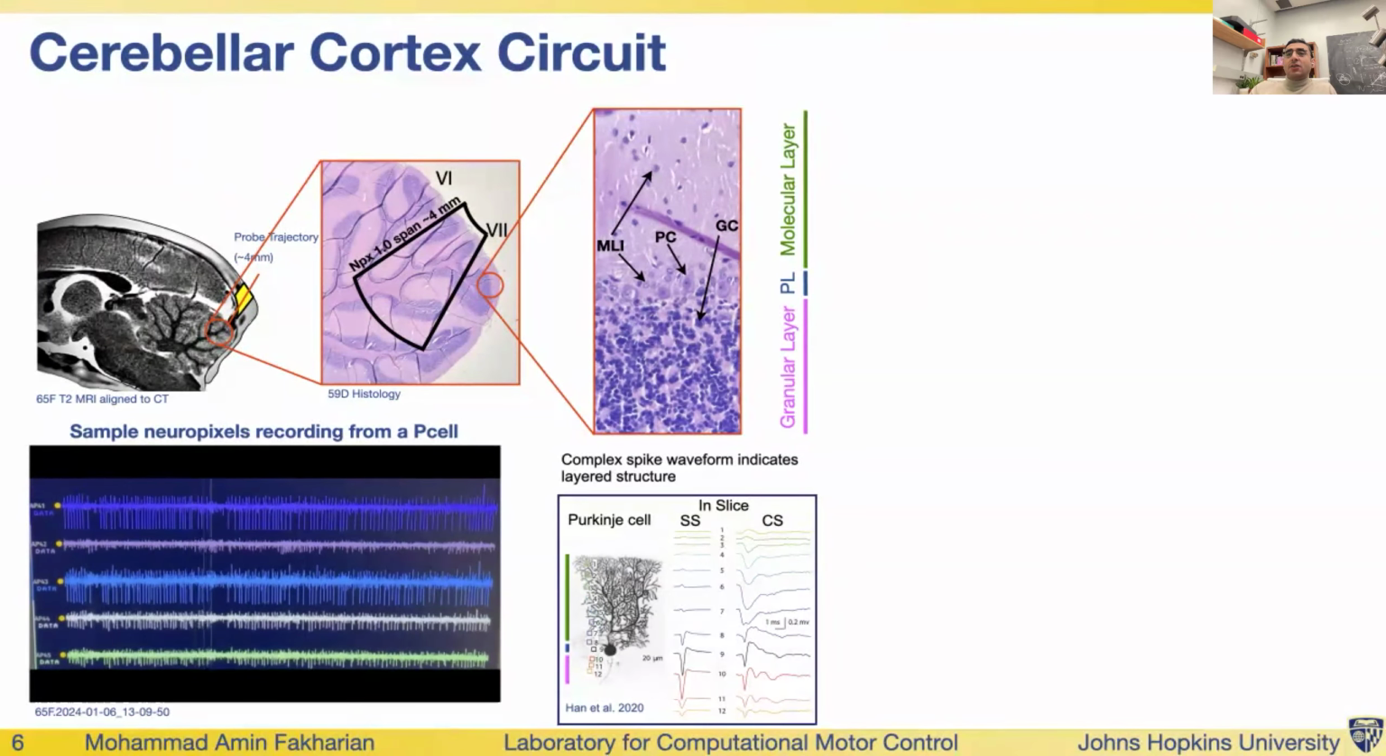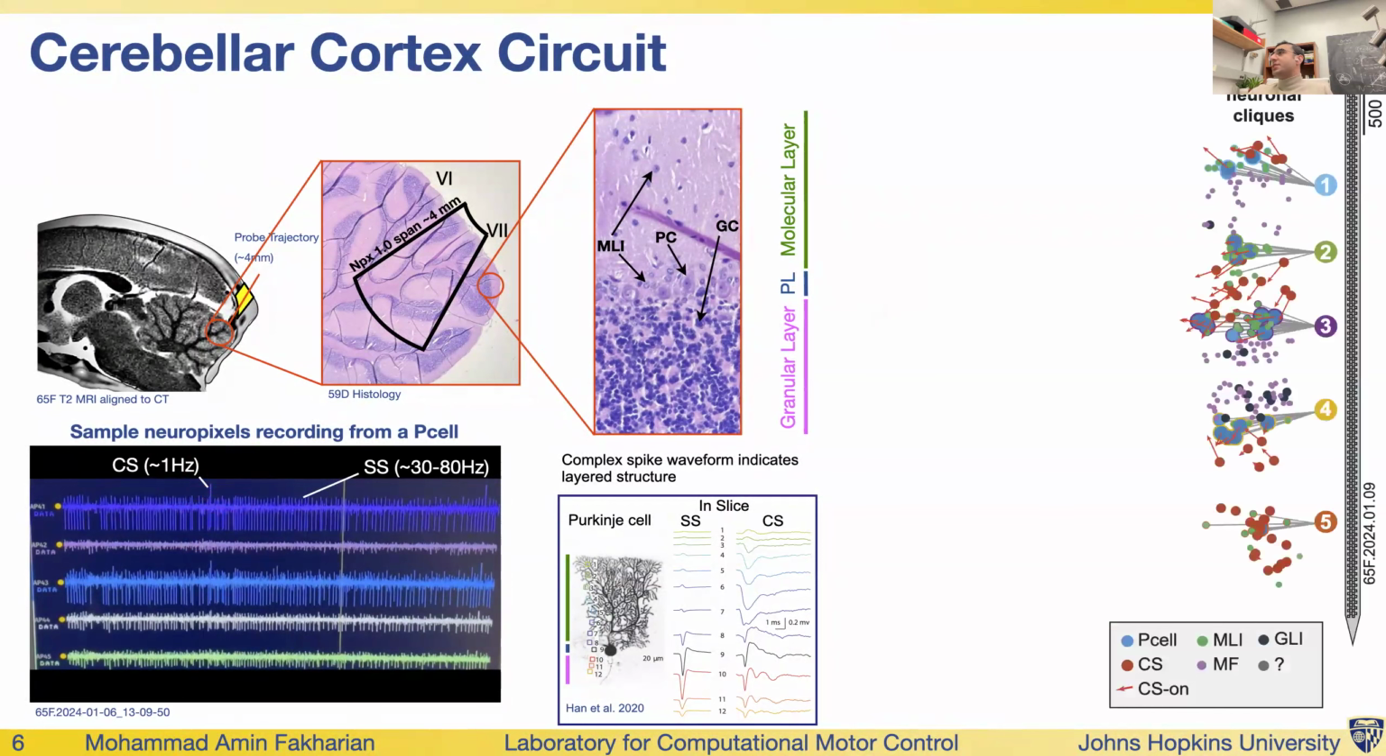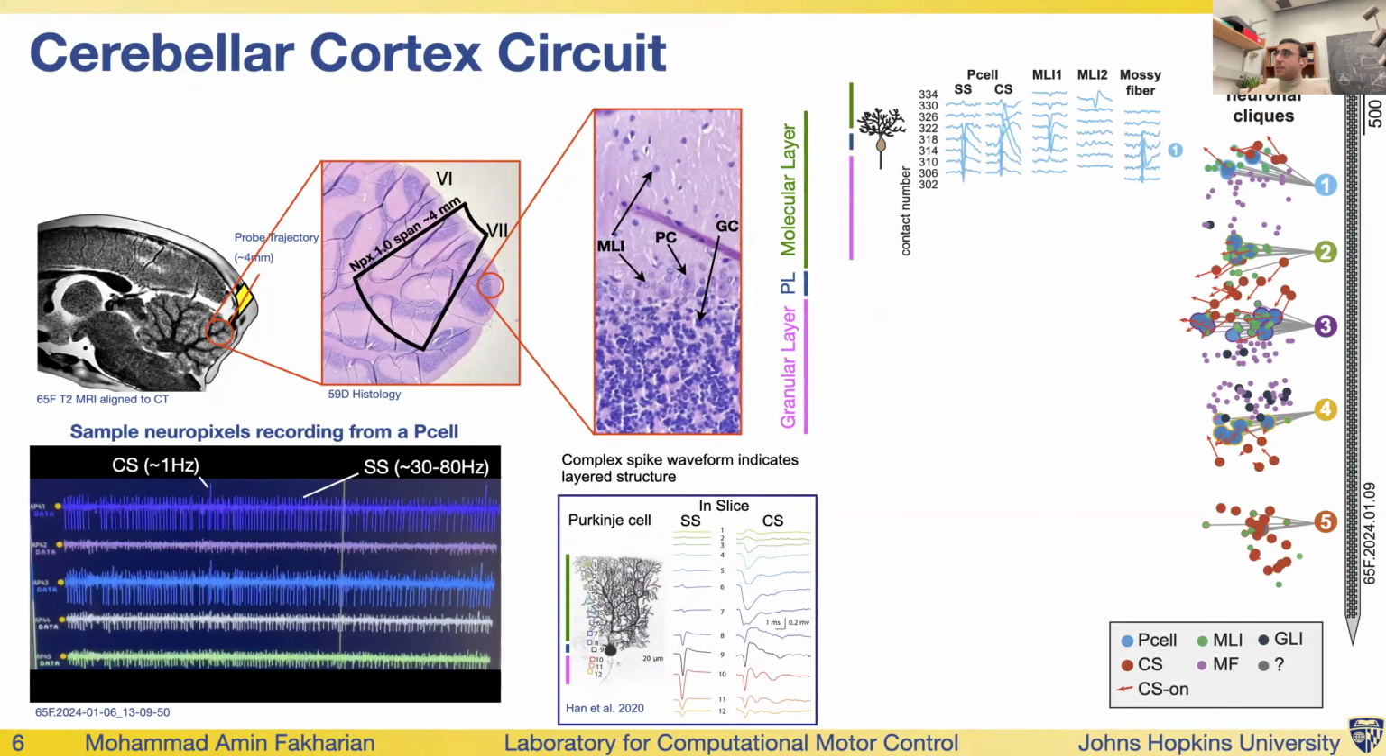And as you can see, the downward spikes with high rate are the simple spikes. And the upward spikes that are happening around 1 Hz are the complex spikes. So here is an example recording. We had 5 layers of Purkinje cells, and these are cell types identified by layer. And here are the example waveforms.